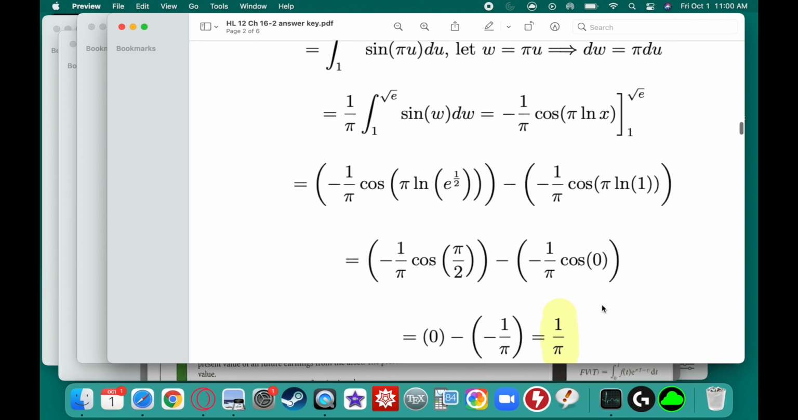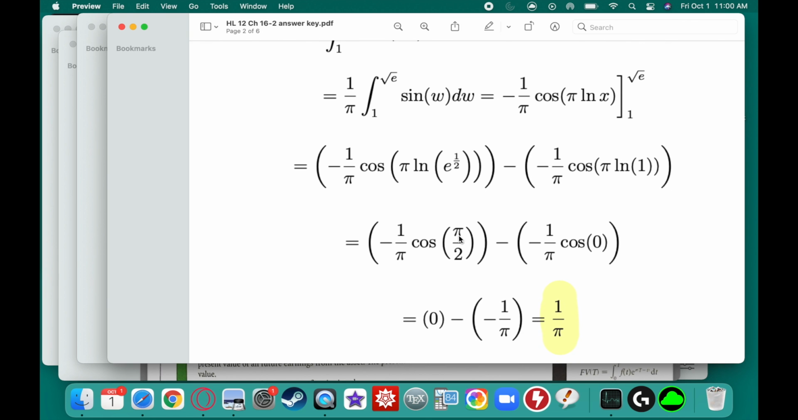So now I use my unit circle and I say, all right, the cosine of pi over 2 is just 0, and 0 times anything is just 0. So the left side just becomes 0. I still got the minus sign. The cosine of 0 is 1, so I'm going to be left with negative 1 over pi. Negative, negative becomes a positive, so the answer is 1 over pi.